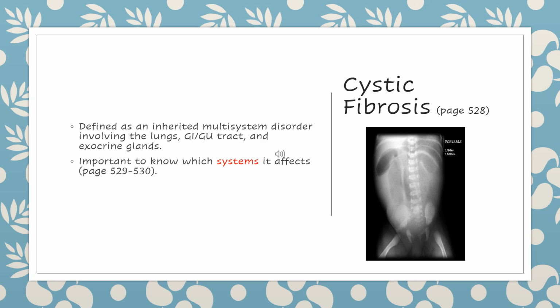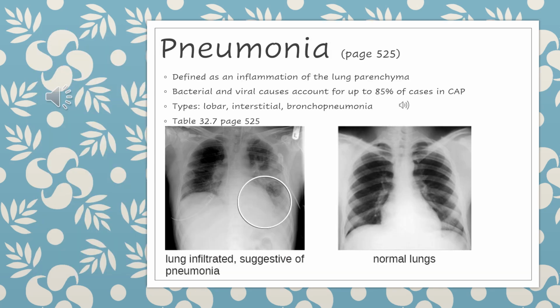In the GI tract, it causes a meconium ileus, and it can also cause failure to thrive secondary to pancreatic enzyme insufficiency, steatorrhea, poor muscle mass, and recurrent acute pancreatitis. In the GU tract, it causes delayed sexual maturation and infertility, and in the exocrine glands, it causes excessive salt loss, hypochloremia, and dehydration. Pneumonia is another big one.